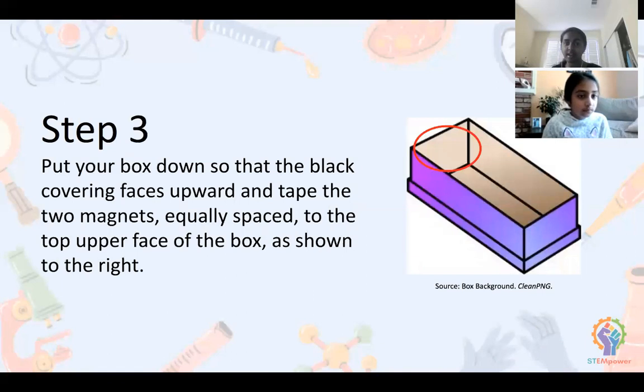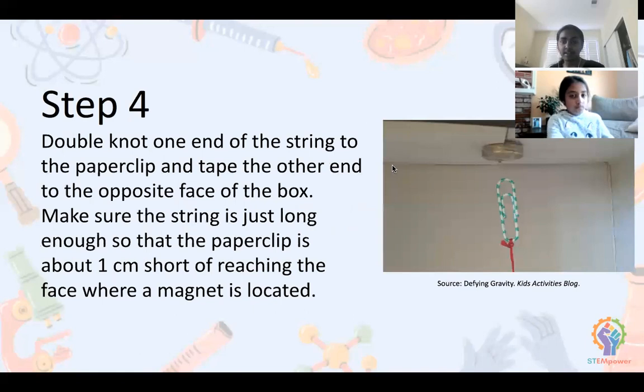The next step is to put the box down so that the covering faces upward. So you're basically just sitting it on the table flat. And now this is when we're actually going to do the work. You're going to take the string, and cut off a piece so it's just shorter than the box itself. So just a little bit.